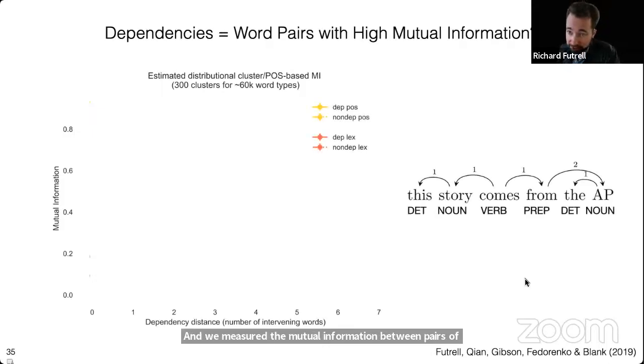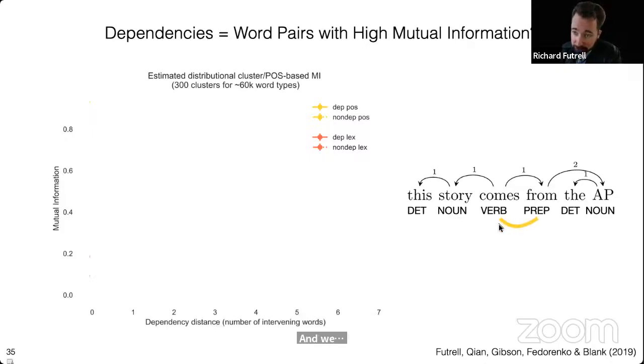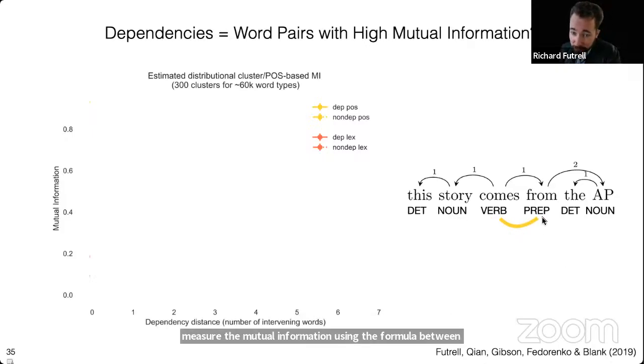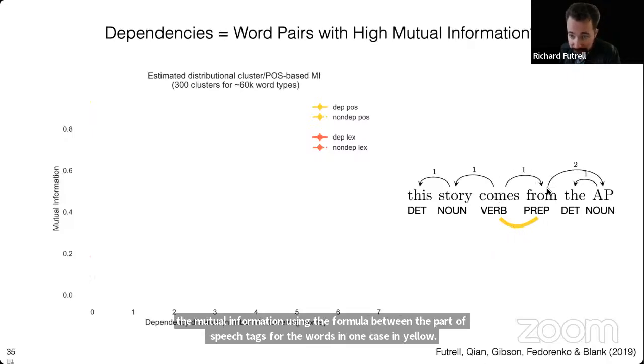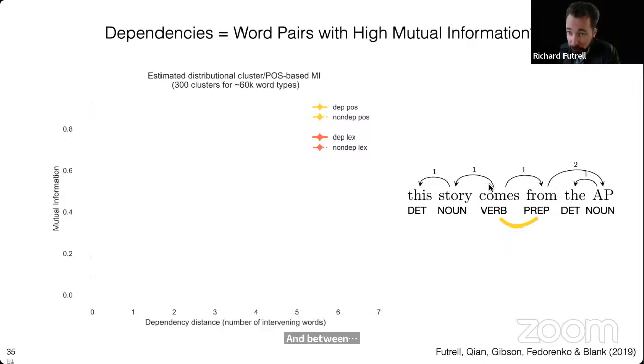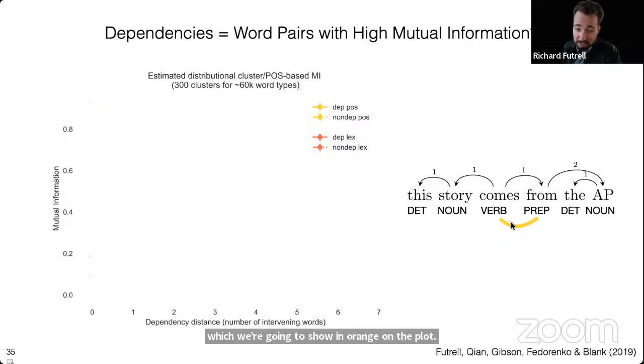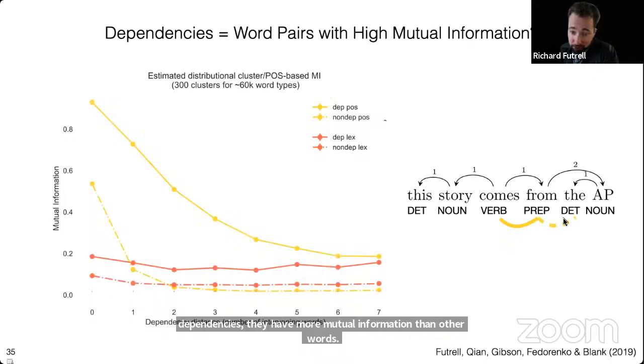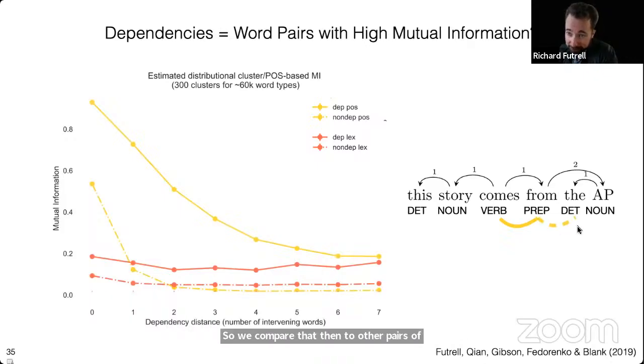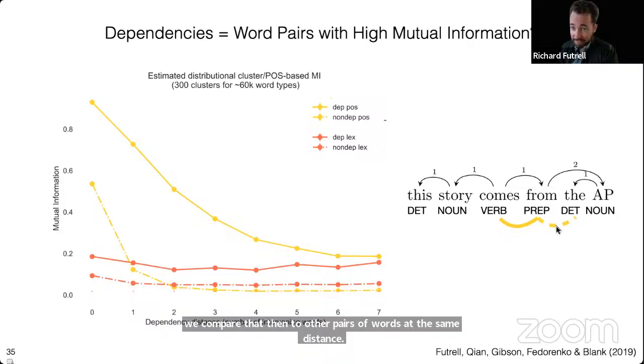So concretely, we took sentences like this. These are dependency parsed sentences, although not universal dependencies. And we measure the mutual information using the formula between the part of speech tags for the words in one case in yellow, and between the lexical forms, which we're going to show in orange on the plot. And then what we want to say is that for words in dependencies, they have more mutual information than other words. So we compare that then to other pairs of words at the same distance, which are not in dependencies.